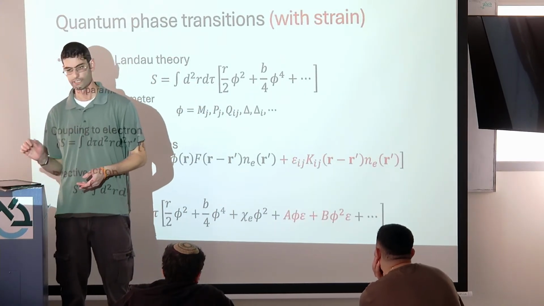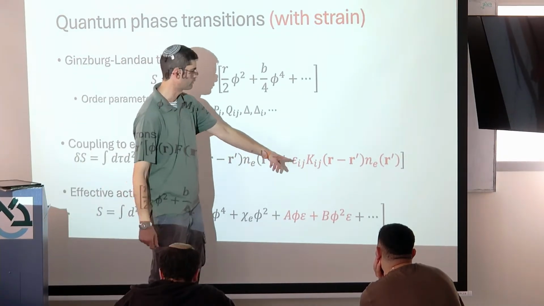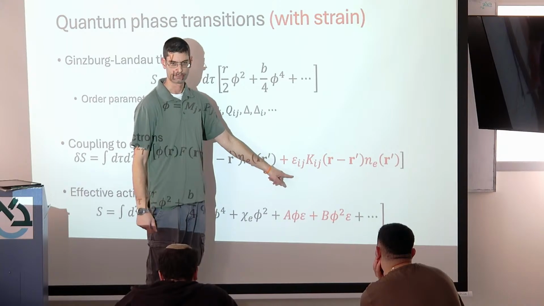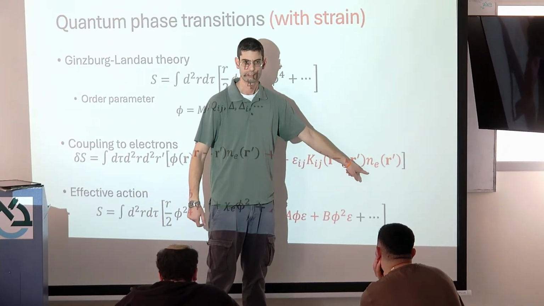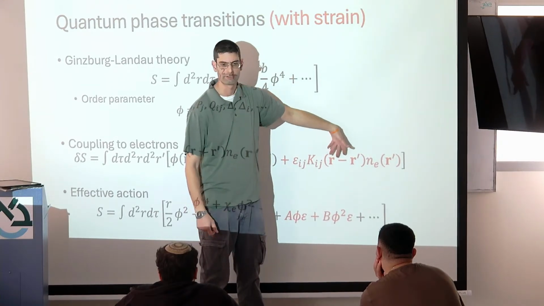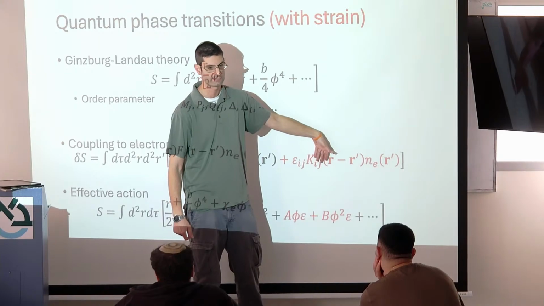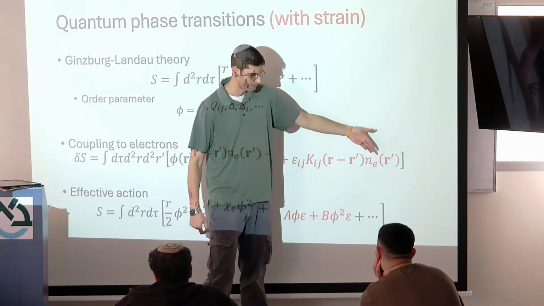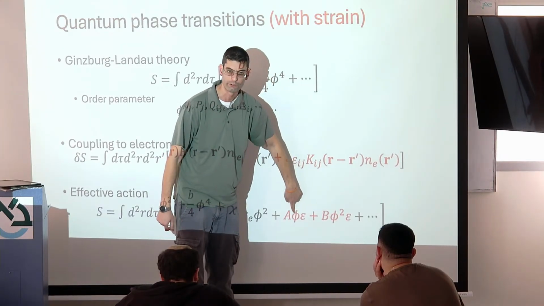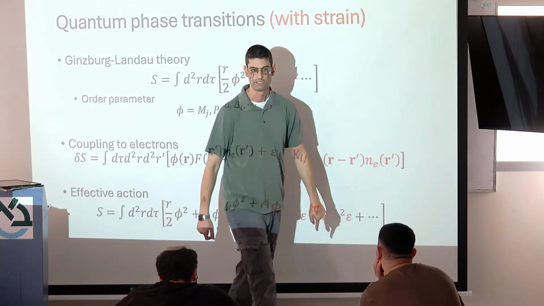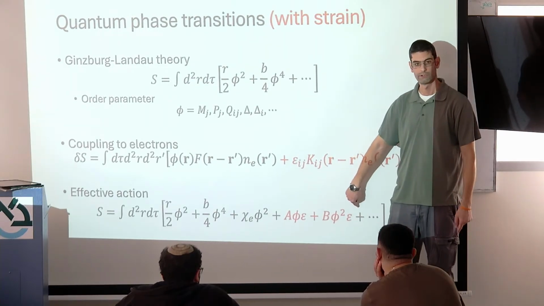Now let's also add strain, and I'm going to get the same thing. Because of electron-phonon coupling, I'm going to have a coupling between my strain and my electrons. And I'll have some kernel, which is what we talked about on the previous slide. Who cares what it is? I integrate out my electrons again, and now I start getting terms that involve the order parameter and the strain. And here is where I see how I can use the strain to control my phase transition.